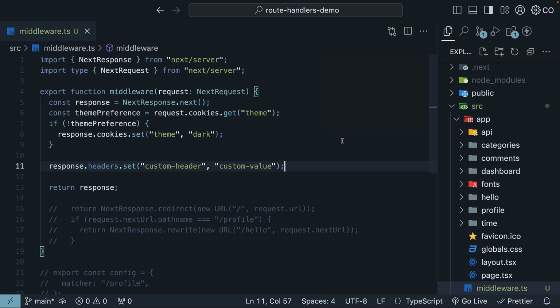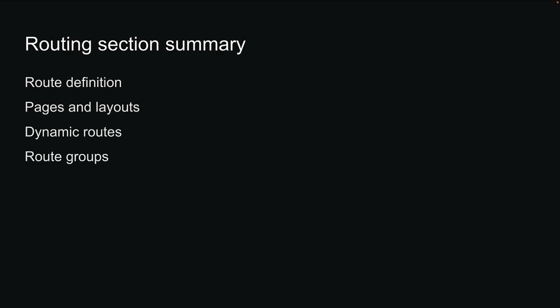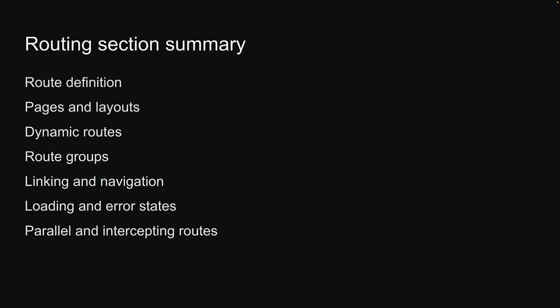In summary, middleware in Next.js allows you to effectively control and intercept the request-response cycle, enabling redirects, URL rewrites, and the manipulation of headers and cookies. With that, we conclude this first section on routing in Next.js. We've covered a wide array of topics, from basic route definition using pages and layouts, dynamic routes, route groups, linking and navigation, loading and error states, and advanced concepts like parallel routes, intercepting routes, route handlers, and now middleware. I hope you now feel confident working with routing in Next.js. For our next section, we will dive deep into rendering in Next.js.